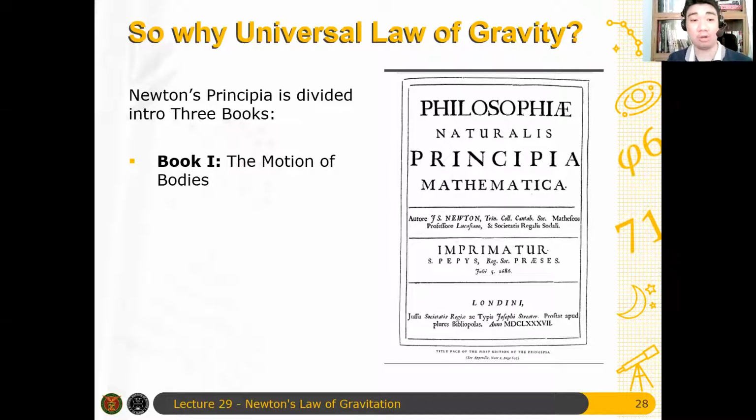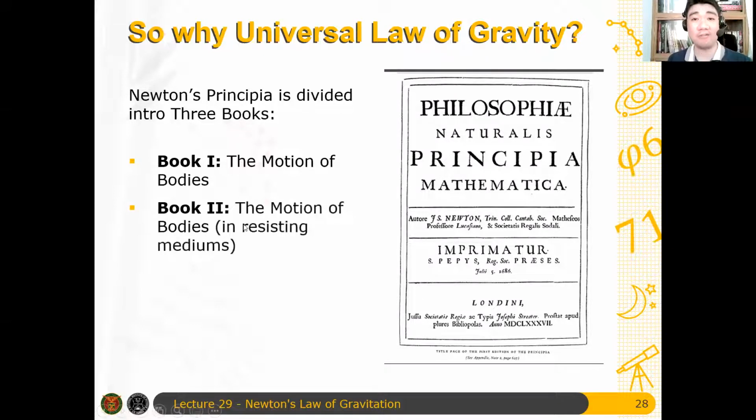Okay, the second book, book 2, is on the motion of bodies in resisting media. So here, he considered the fluids in motion, for example, and then after that, he also considered circular motion in fluids. Tapos, if I remember correctly, the relationship that the drag force is proportional to the square of the velocity of the object is written in book 2. Okay, we will not discuss book 2 here.